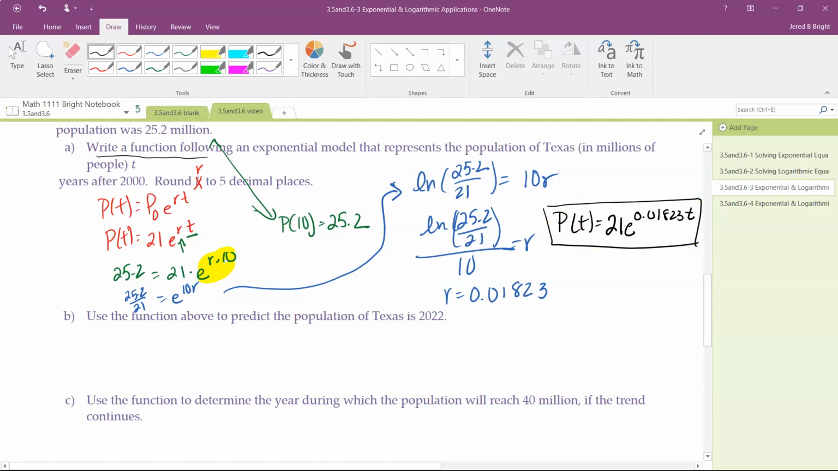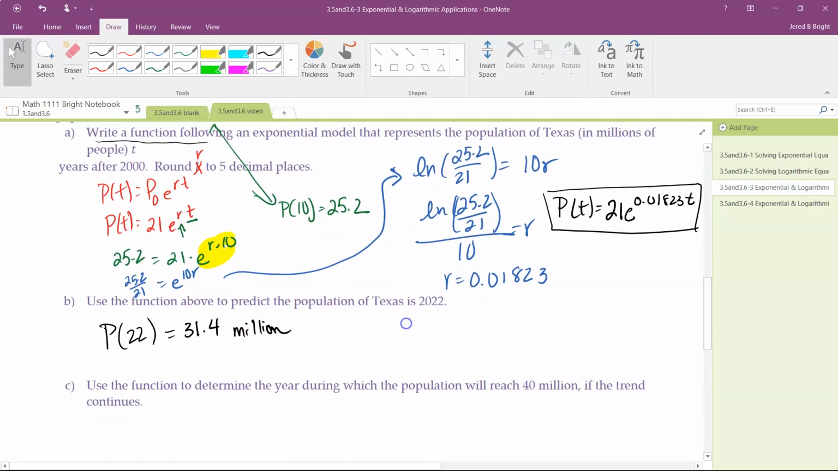Yahoo! Okay. Part B, use the function to predict the population in 2020. Okay, so 2020 is 20 years after the year 2000. So plug in 22, you number crunch, okay, and you get 31.4-ish million. Okay, that's fine.